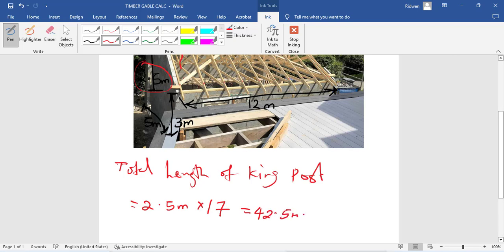42.5 meter. Okay, now we have to divide this by 3.6 meter, just as we've been doing, so that we can know the total length. So all these divided by 3.6 meter is equivalent to 19 numbers. So you will need 19 numbers of hardwood to get all your king post. Okay, so this is how you calculate your king post.